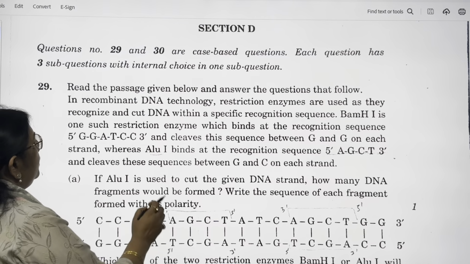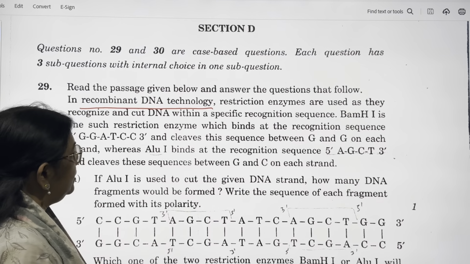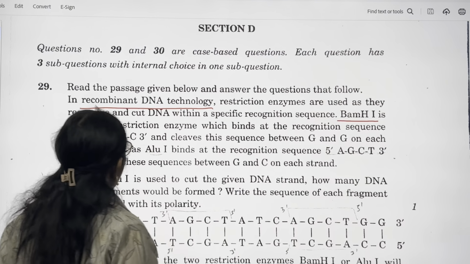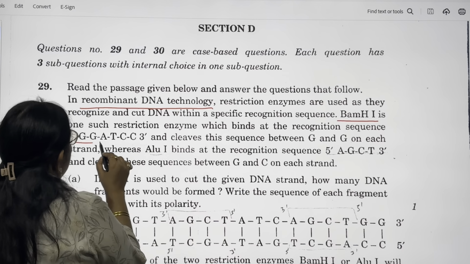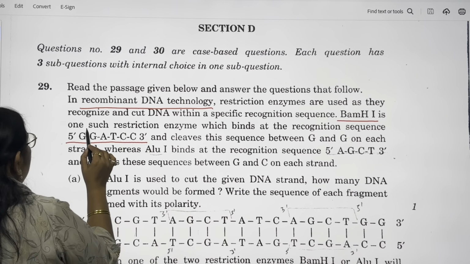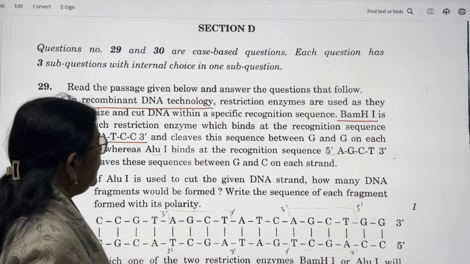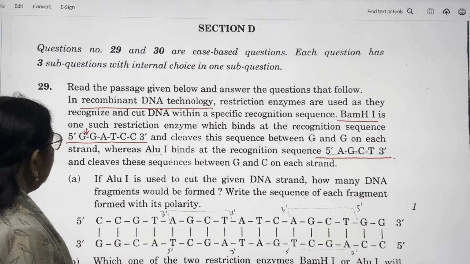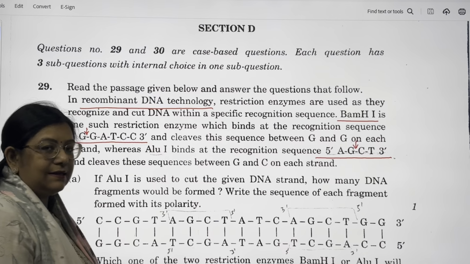Question number 29. In recombinant DNA technology, restriction enzymes are used as they recognize and cut DNA within a specific recognition sequence. BamHI is one such restriction enzyme which binds at the recognition sequence 5' GGATCC 3' and cleaves this sequence between G and G, here, on each strand, whereas AluI binds at the recognition sequence 5' AGCT 3' and cleaves these sequences between G and C, it means here, on each strand.